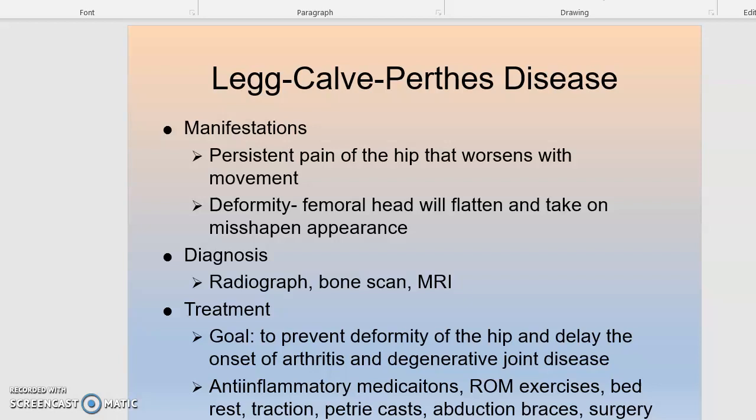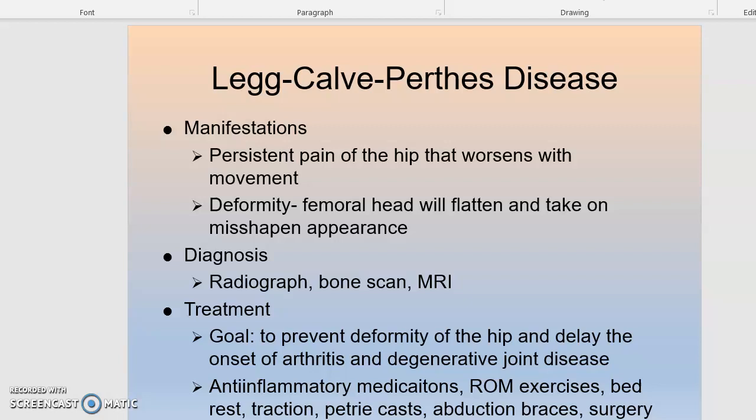The goal of treatment is to prevent deformity of the hip and delay the onset of arthritis and degenerative joint disease. Anti-inflammatory medications, range of motion exercises, bed rest, traction, Petrie cast, abduction braces, and surgery can be used.